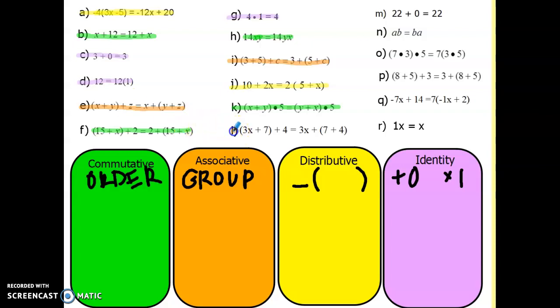Take a look at L. If you said grouping, you are correct. Over here, 3x plus 7 is grouped. Over here on the right, 7 plus 4 is grouped. Take a look at M. This is an example of identity. A number plus 0 is equal to itself. N. AB equals BA. That's all about order.